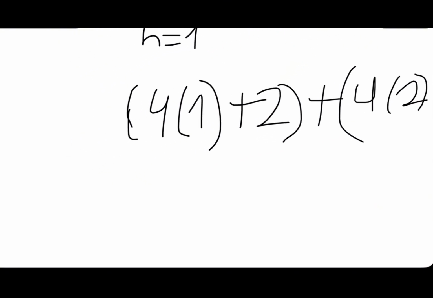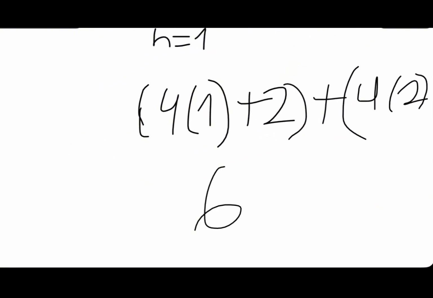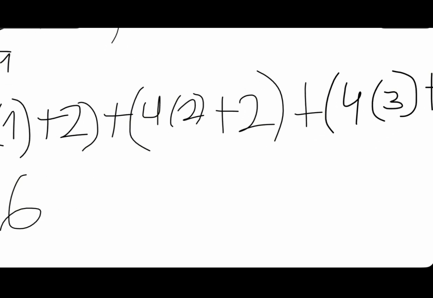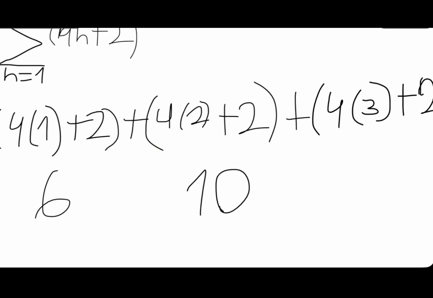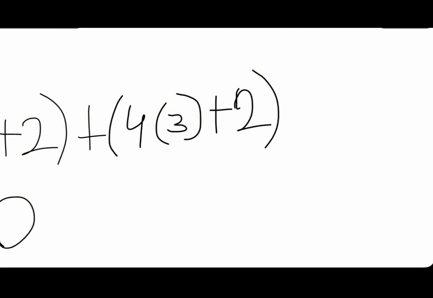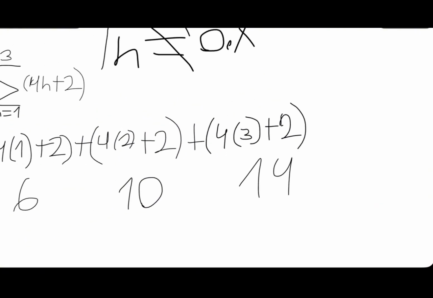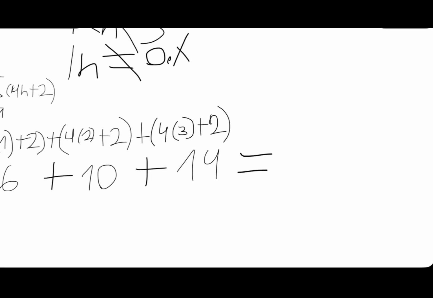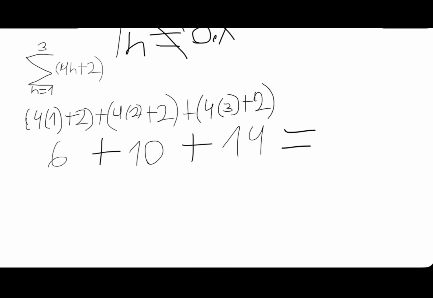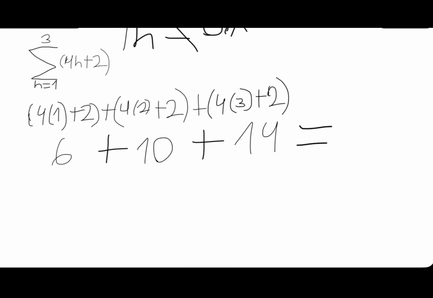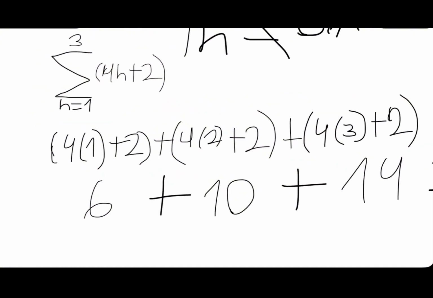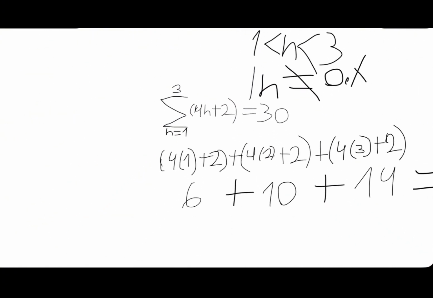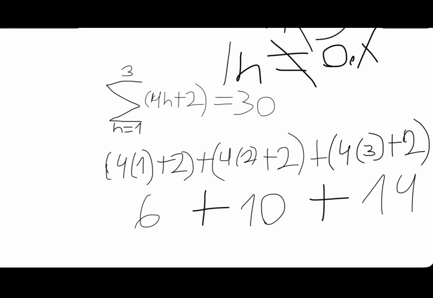So 4 times 1 plus 2, that is 6. 4 times 2, which is 8, plus 2 is 10. And 4 times 3, it's 12, plus 2 is 14. Now, if we just add all those values together, we get, okay, wait, let me just do this real quick. That's 30. So the answer to this is 30, right here. It's really simple, you see.